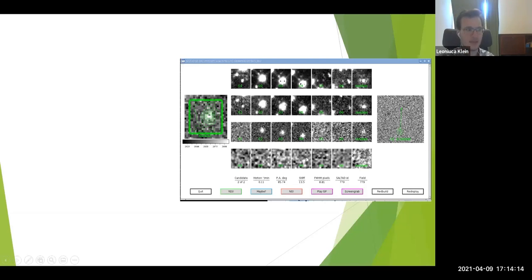Then the program says, I've compiled all these images. Is this an asteroid? Yes, no, maybe. And I'd just be sitting there pressing yes, no, maybe. There are certain characteristics that I'm looking for.